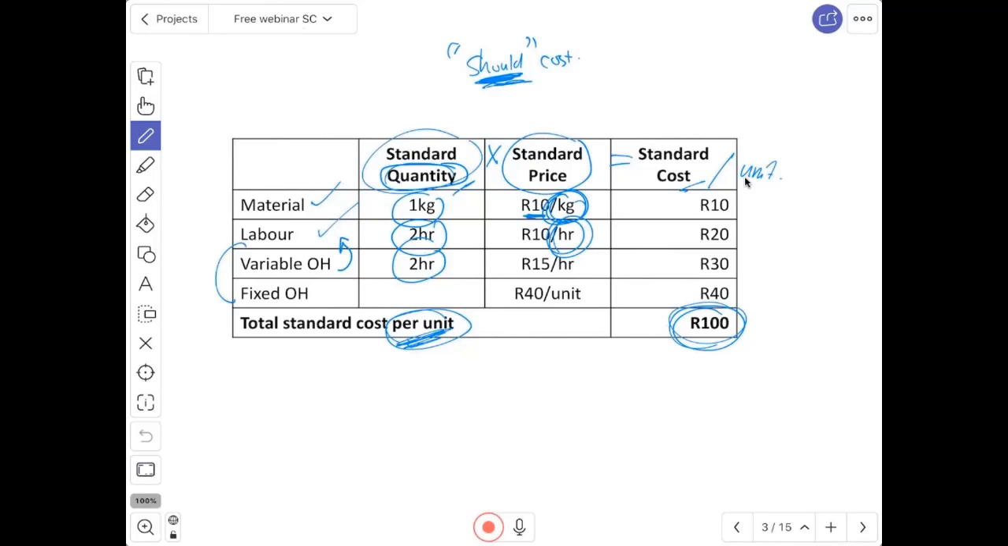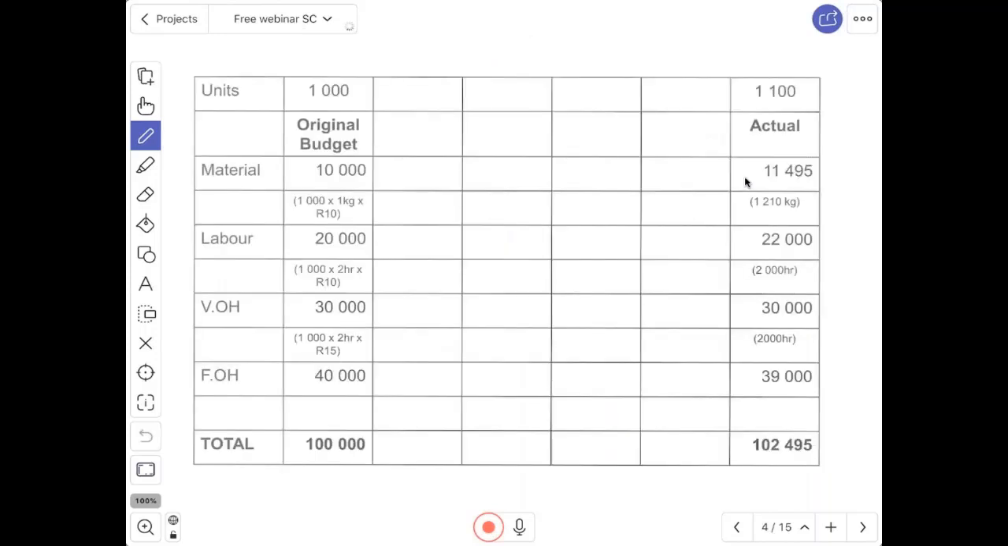These are very important terms, and going forward, you need to understand that when we mention quantity, it's kilogram per unit. And if it's price, it's 10 Rand per kilogram, not per unit. Only if we multiply the two, we get standard cost. Okay, so this is standard cost. This product should cost 100 Rand if we do everything right. That's for 1 unit.